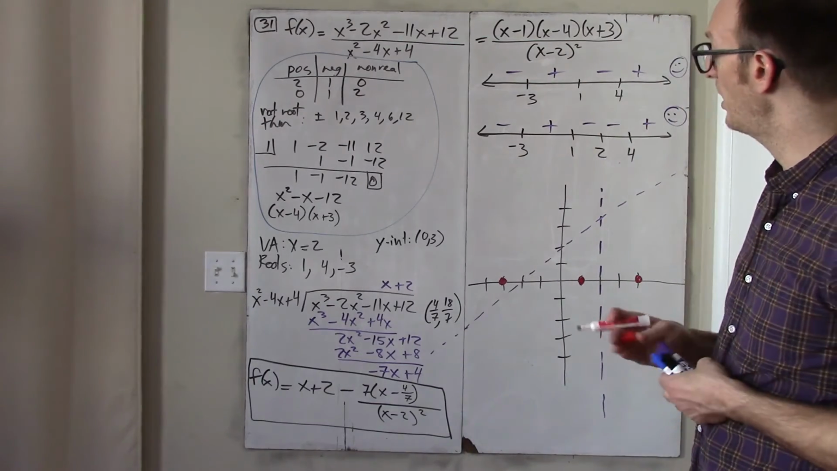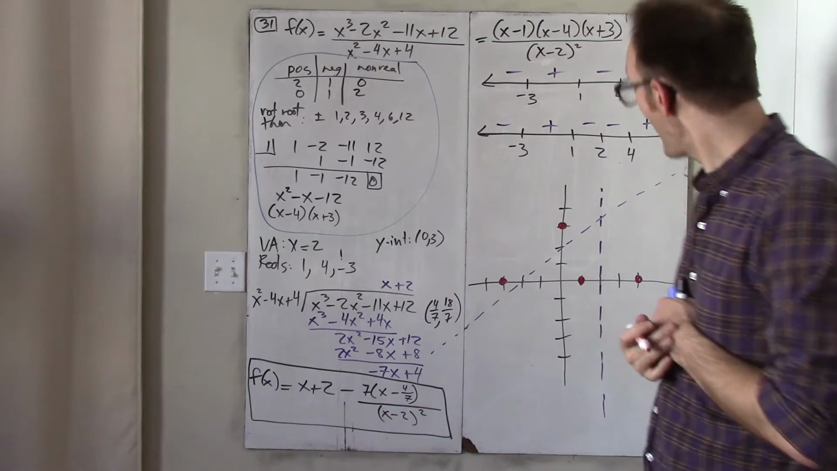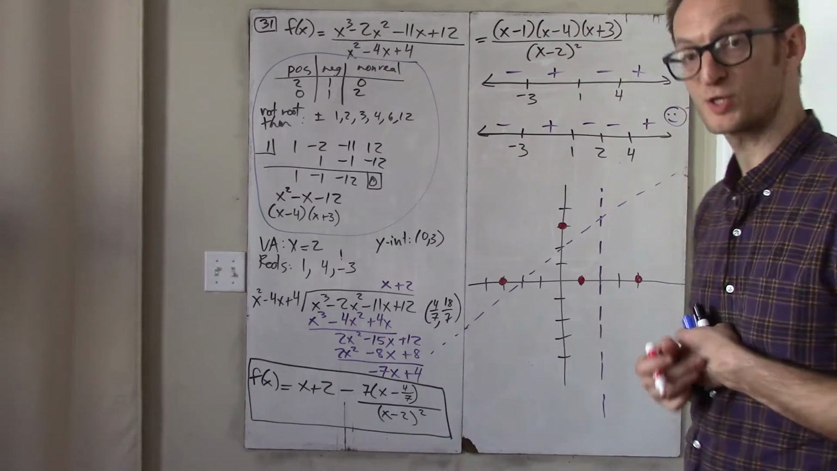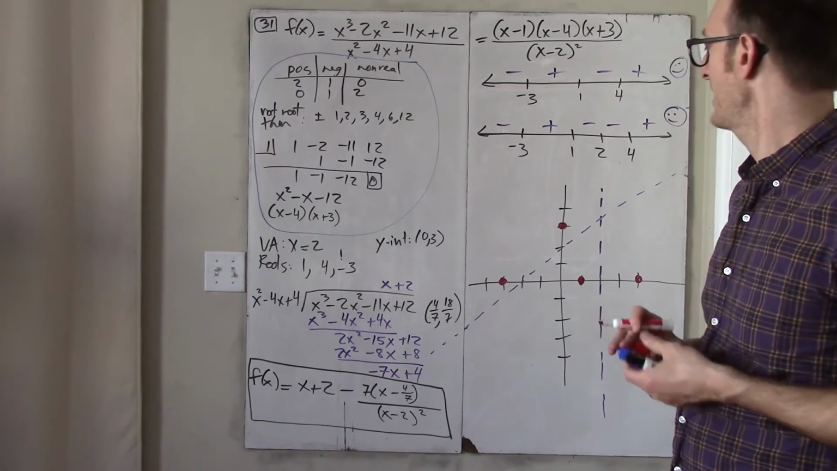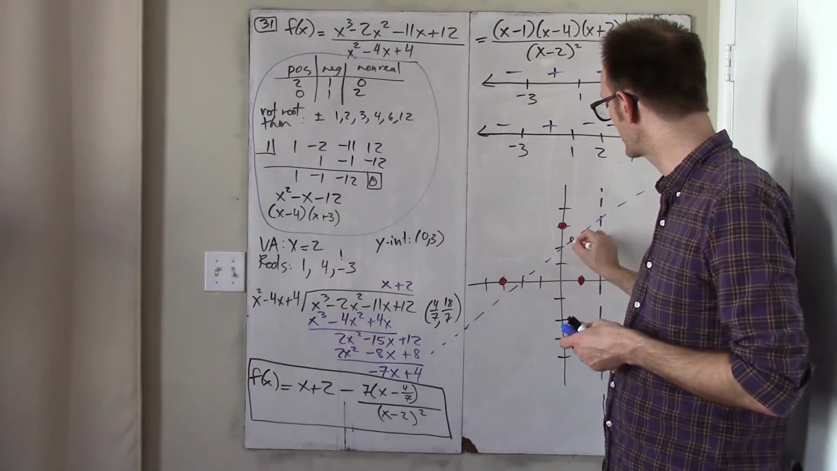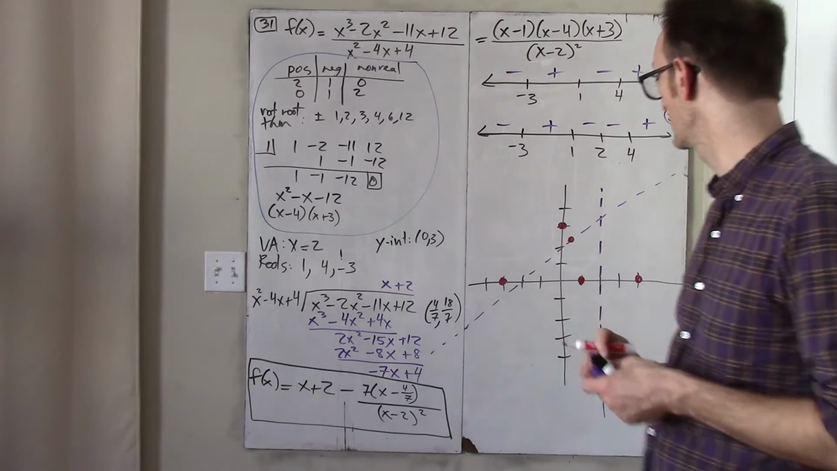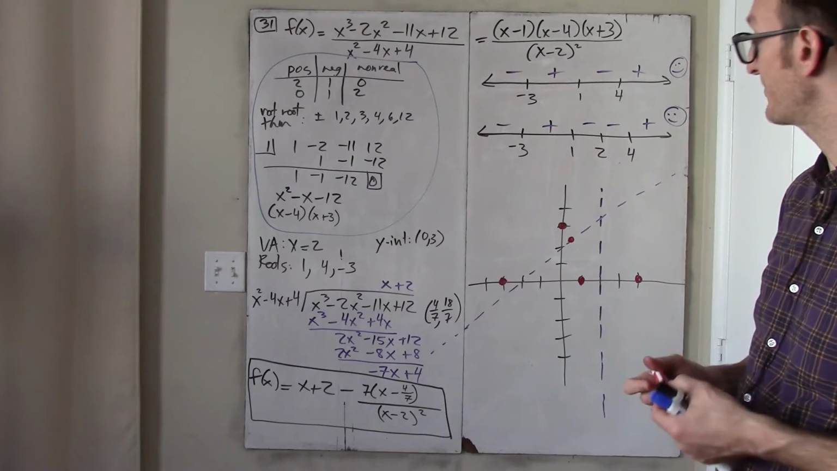What else do I know? I know that there's a y-intercept at 3, and I know that this function crosses the line y equals x plus 2 one time only, and that's right here at 4/7, 18/7. I'm going to put a dot there too. Okay, and now I'm ready to graph this, I think.